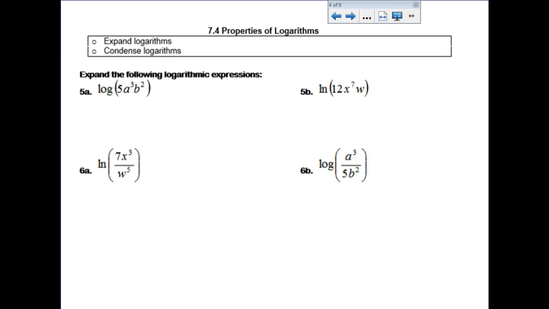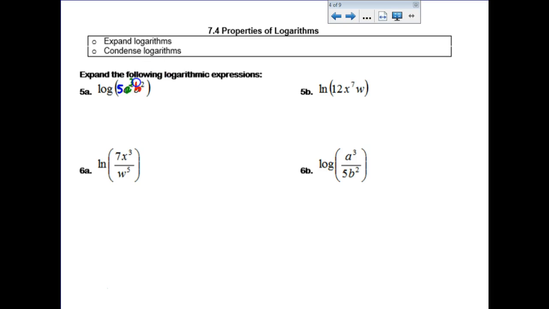Logarithms. Okay. You are going to be both expanding and condensing, okay? I'm going to do the A's here. You're going to do the B's. So we are expanding this logarithm. How many things are in this logarithm? There are 3. Good. There is a 5. There is an a to the 3rd, and there is a b to the 2nd.